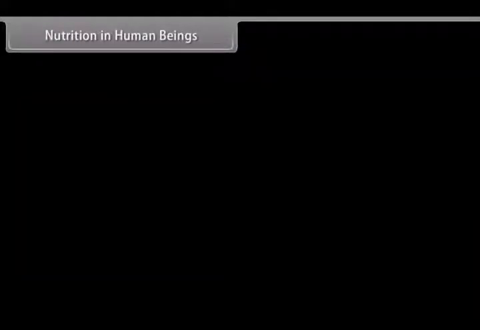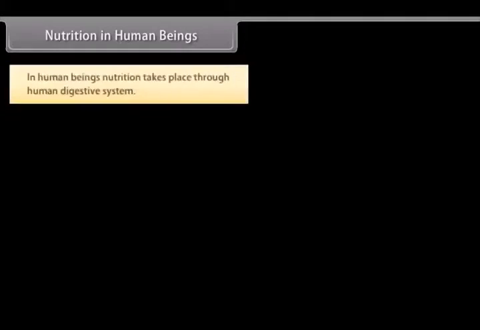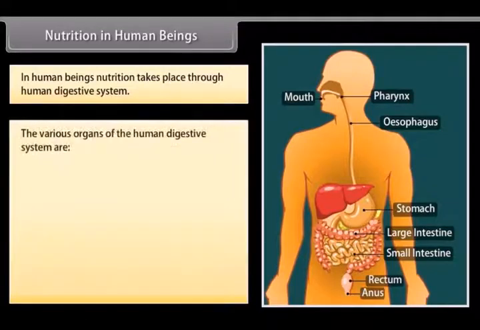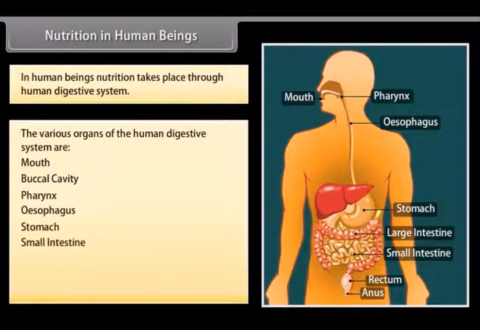Nutrition in human beings. In human beings, nutrition takes place through human digestive system. The various organs of the human digestive system are mouth, buccal cavity, pharynx, esophagus, stomach, small intestine, large intestine, rectum, anus.